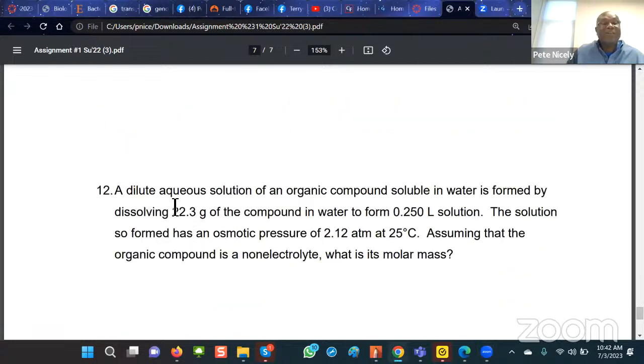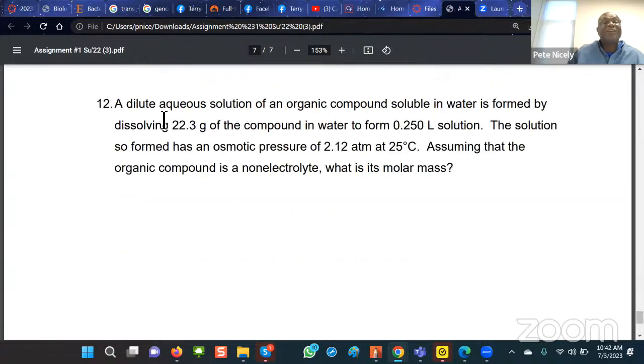So this question says, and I think this is the last question if I'm not mistaken. Right, it's the last question. It says a dilute aqueous solution of an organic compound soluble in water is formed by dissolving 22.3 grams of the compound in water to form a 0.250 liter solution. The solution so formed has an osmotic pressure.